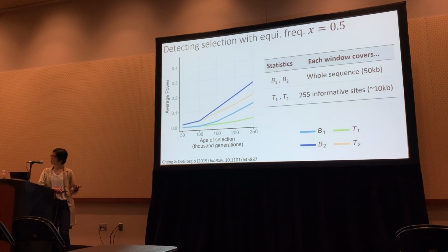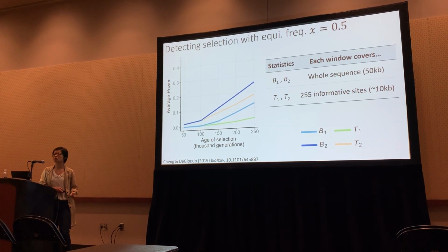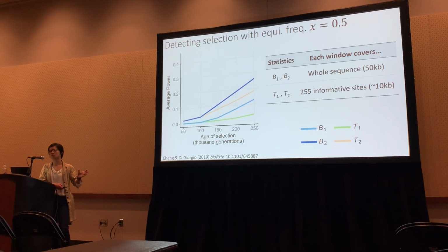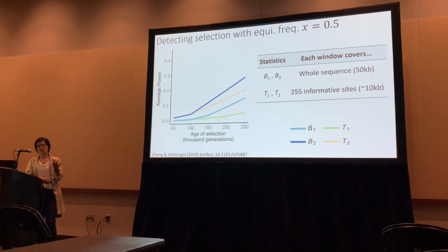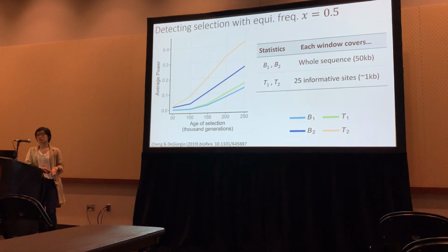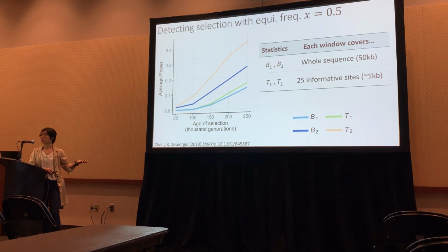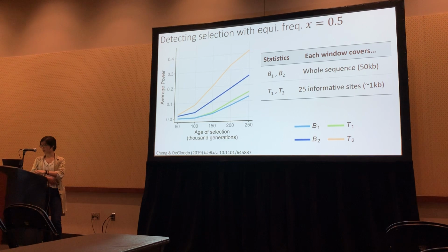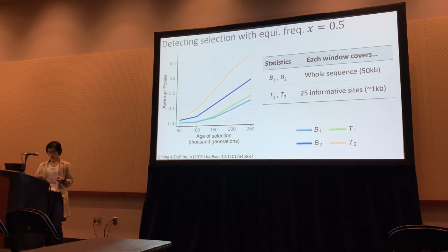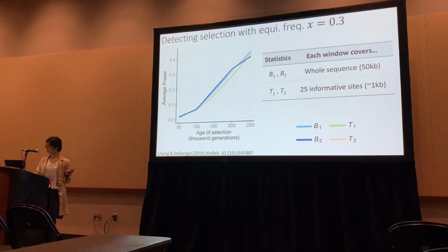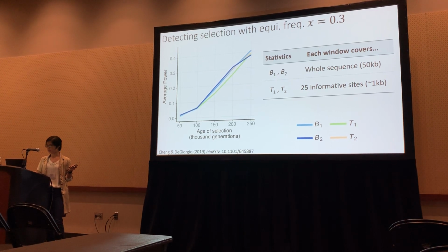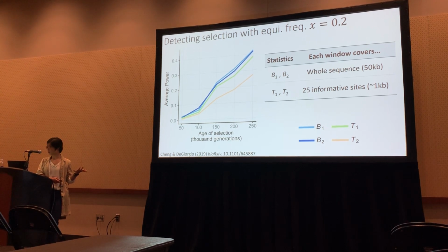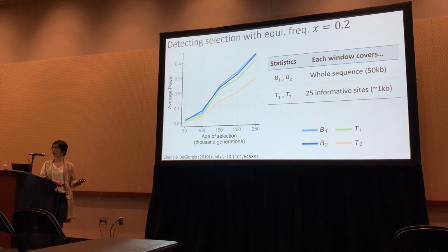But it becomes a question of what window we choose for the other statistics, because they actually don't perform well if we want to match the data they use. So instead of matching the data, here I give them the optimal window we can use. This is when the equilibrium frequency is 0.5, and later you see for other equilibrium frequencies, the power of the B statistic actually improves, and at some point even outperforms the T statistic when they're using the optimal window size.